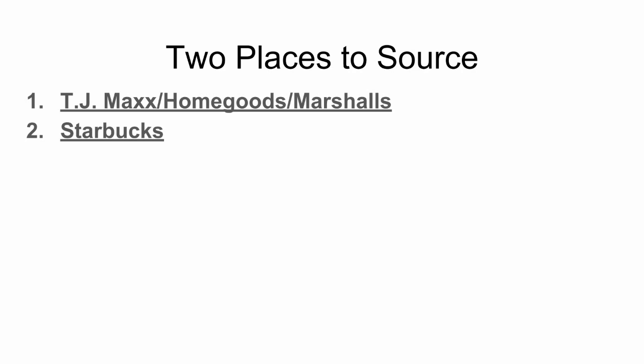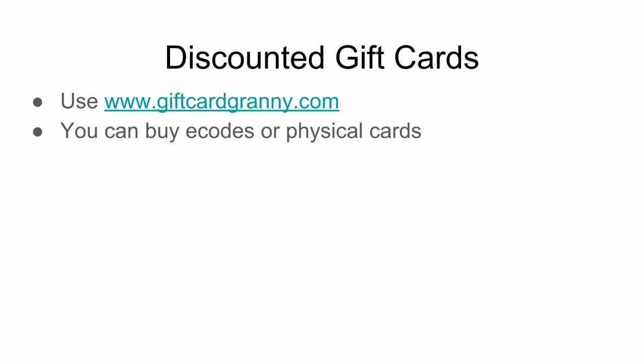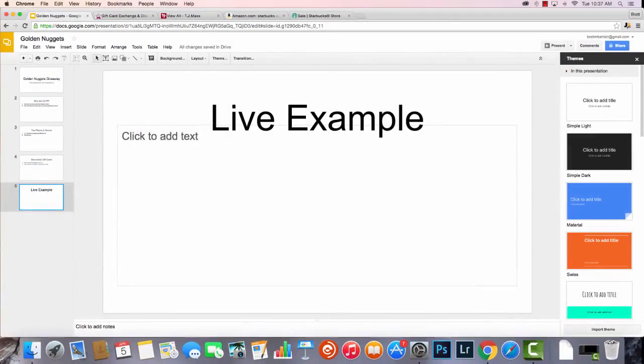Number two, Starbucks. So you have two starting points. Both are available online. Discounted gift cards. We're going to use www.giftcardgranny.com, and you can buy e-codes or physical cards. My one disclaimer is, make sure if you want to shop online that your gift card or codes, which codes are 99% of the time applicable, can be used online. All right, let's kick over to the live example.